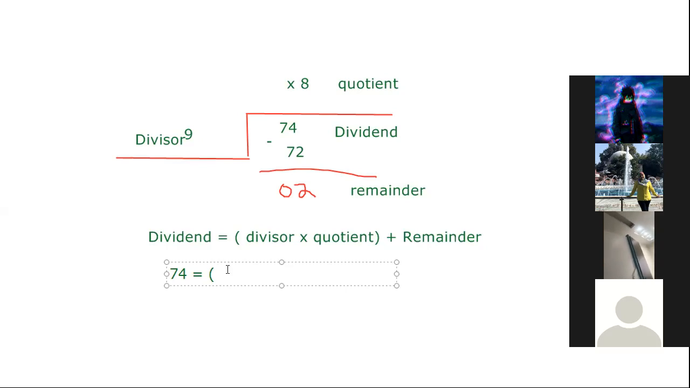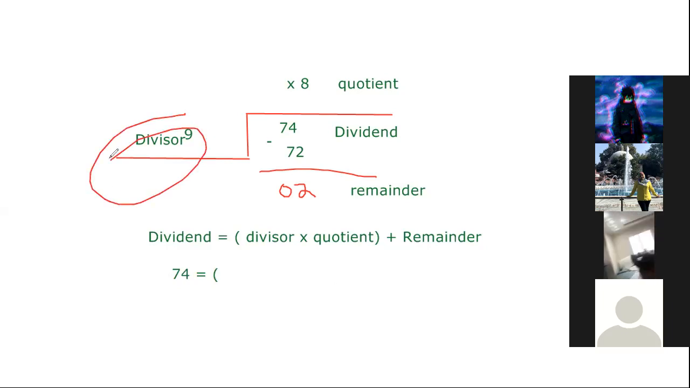Miss, is this the divisor? Isn't this the divisor? Miss, can I answer? 9 times the quotient, 8, plus the remainder, which is 2.